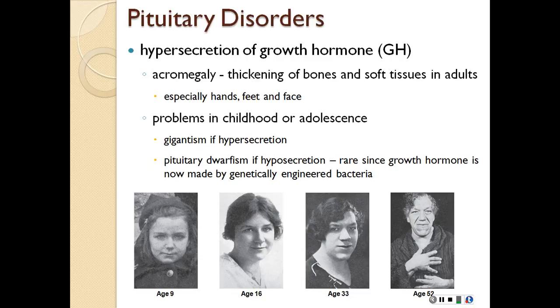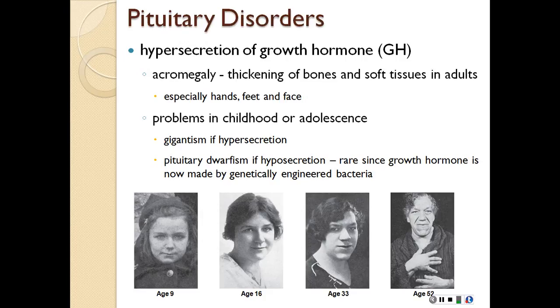Adults who start to have hypersecretion of growth hormone have an increase in the size of their hands, feet, and face. So you can see that this is the same person, and her tissues are just getting abnormally thick. They're not growing in height because at this point she's already an adult. But if it's a child or adolescent, hypersecretion of growth hormone can lead to gigantism. And that's where people get really, really extremely tall. Not necessarily healthy tall. They have other problems associated with that, but they get extremely tall.